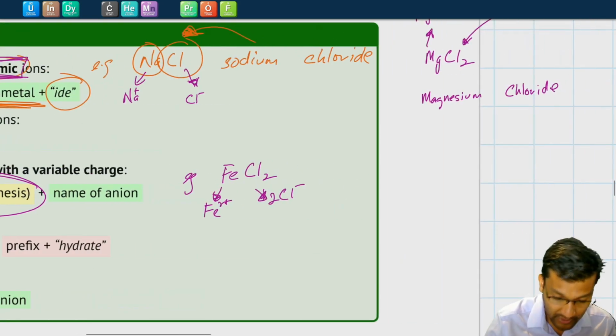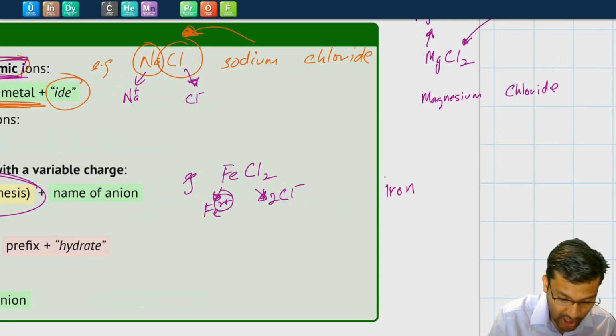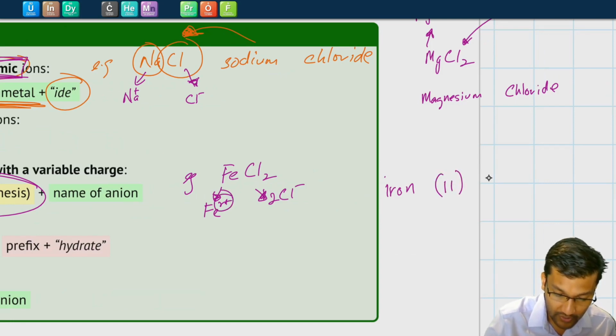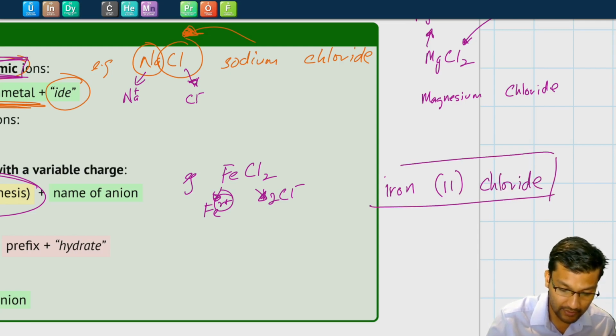So here, what we will do is write the name of the metal, iron. We write the charge in Roman numerals in parentheses. So iron(II) chloride. That's how we deal with that.